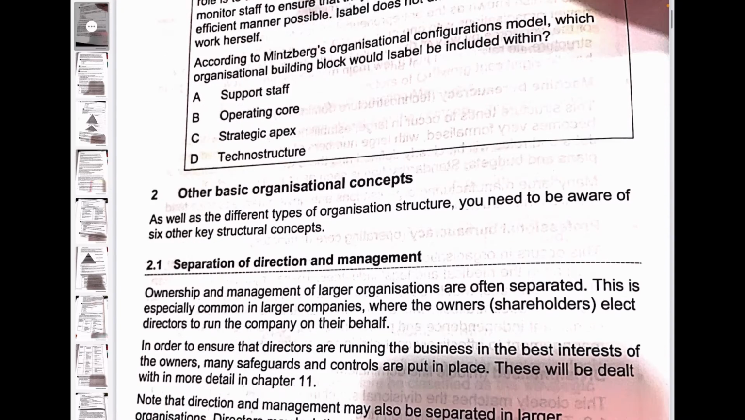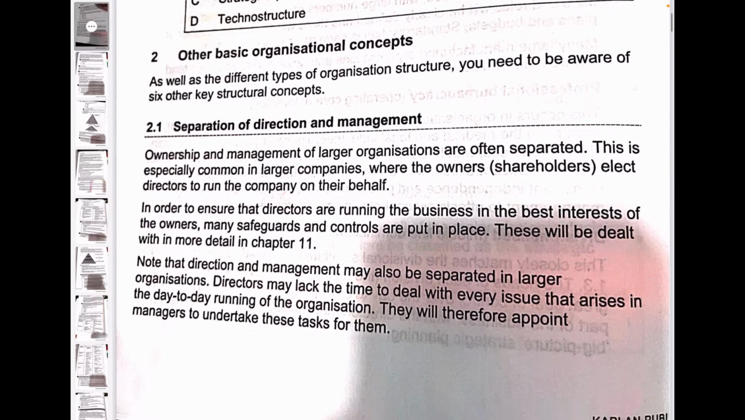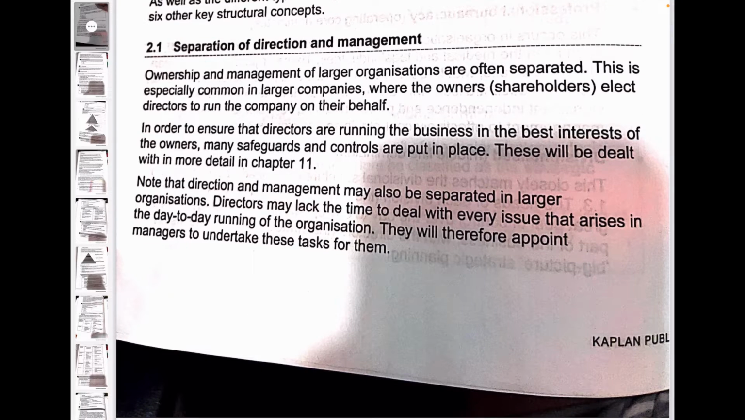So we have done till here in the previous video. Now we have other basic organization concepts. So these are the other basic organizational concepts which we'll be seeing. The first one is separation of direction and management. So direction, what does direction mean? Giving the team or giving the person or giving your department the direction where to go through, like the pathway. And management is managing the individuals or managing the workers.